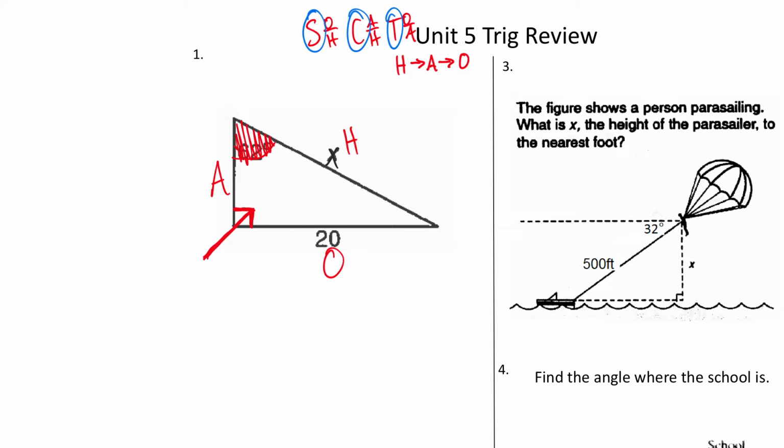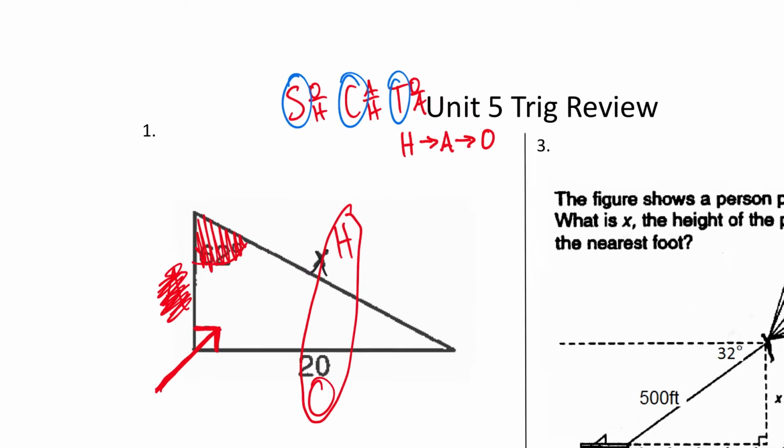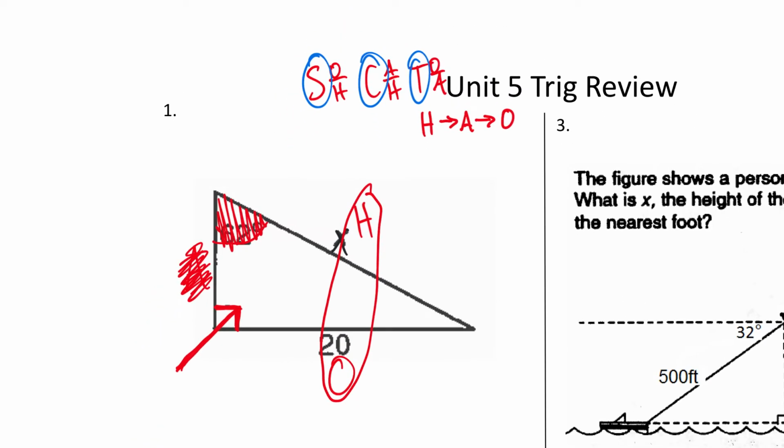So now as I look at those three sides, the H, A, and O, decide which one of those is not needed for this problem. In this case, the A is not needed. I'm not looking for it. I don't care about that. So on this one, the O and H are the sides that I care about. So I'll go back to SOHCAHTOA, figure out which one of those uses O and H, and it's right there. It's the SOH, and again, the S reminds me to use sine.